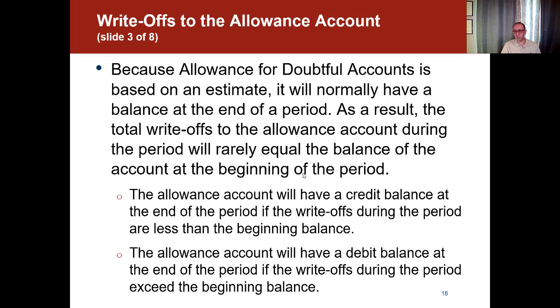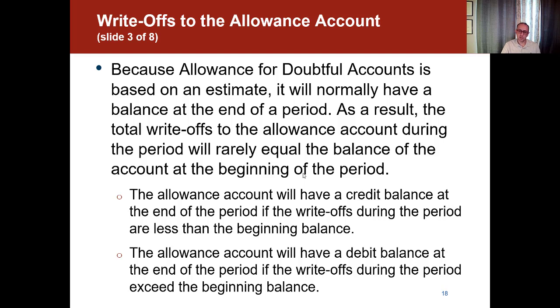So the allowance account would have a credit balance at the end of the year if the write-offs during the period are less than the beginning balance. In other words, we made an estimate of 30,000 and the total write-offs during the period were 28,000. So we'll end up having a credit balance of $2,000 in our allowance for doubtful accounts.